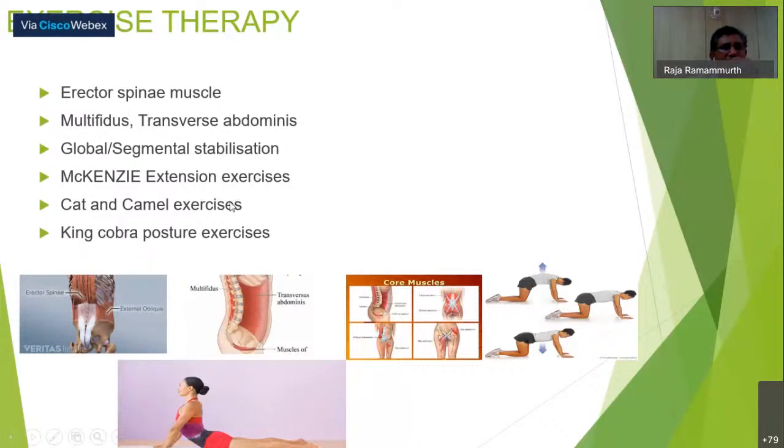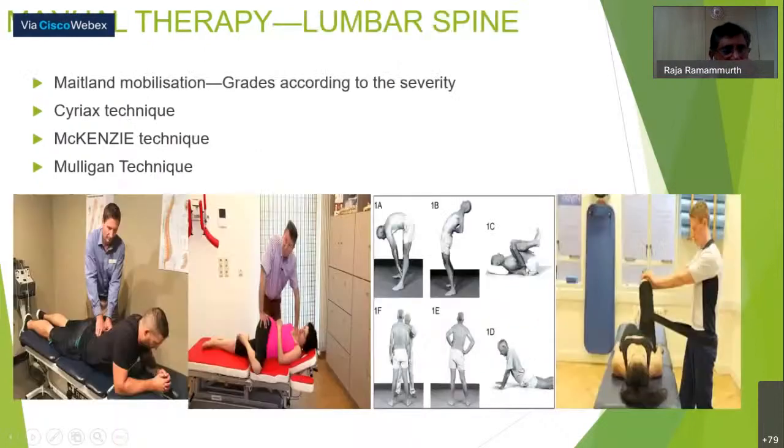exercises, already explained to you. Then the cat and camel exercises to maintain the core muscles again. Then the King Cobra Bhujangasana exercises to strengthen the erector spinae muscle.